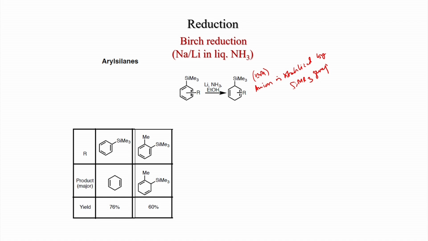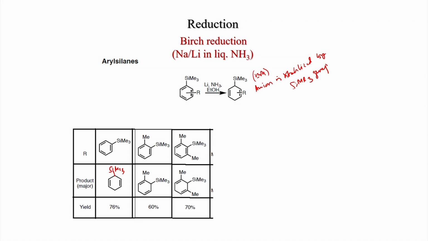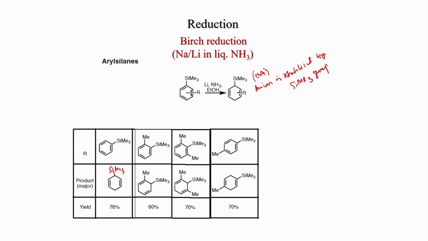Now, if you have a methyl substituent, then also you get this compound. Here SiMe3 will be on the saturated carbon atom, and when a 2,6-dimethyl substituent is there, then you get a 70% yield of this product. Also, when you have a para-methyl group, then you get a 70% yield, and interestingly, when two SiMe3 groups are there, then one SiMe3 eliminates and you get a cyclohexadiene system with a SiMe3 group on a double bond.